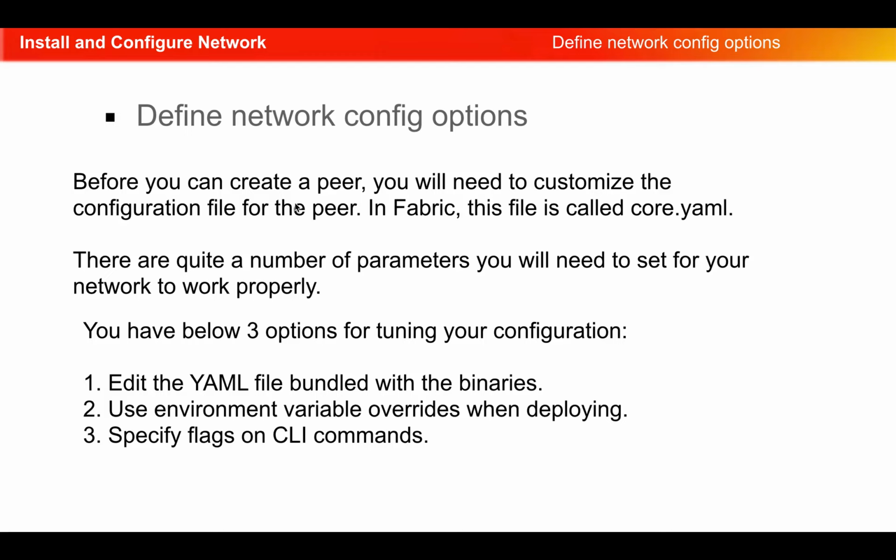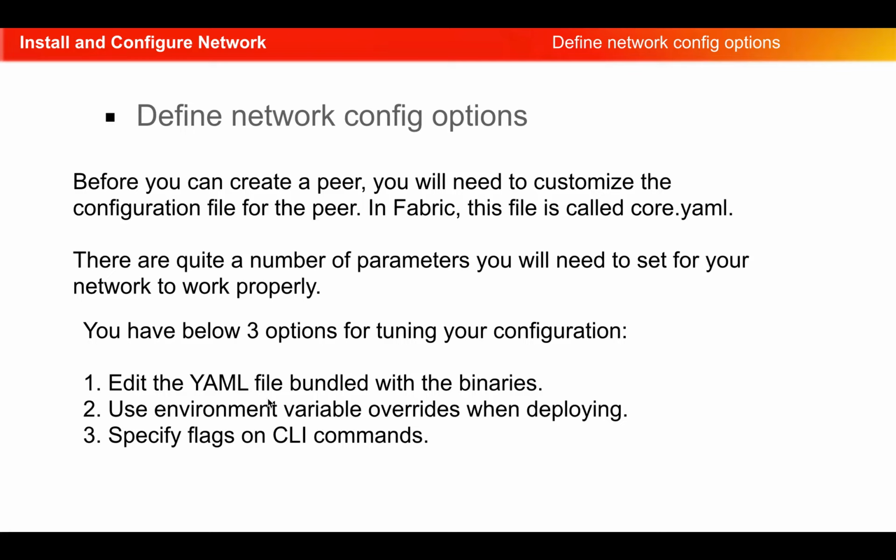So before you can create a peer, you need to customize the configuration file for the peer. In Fabric, this file is the core.yaml file. There are quite a number of parameters you need to set for your network to work properly. So you will have the options below which you can use to tune the configuration for your network.